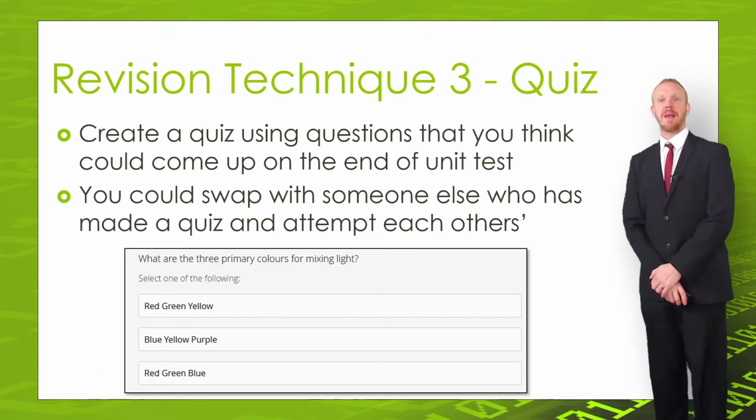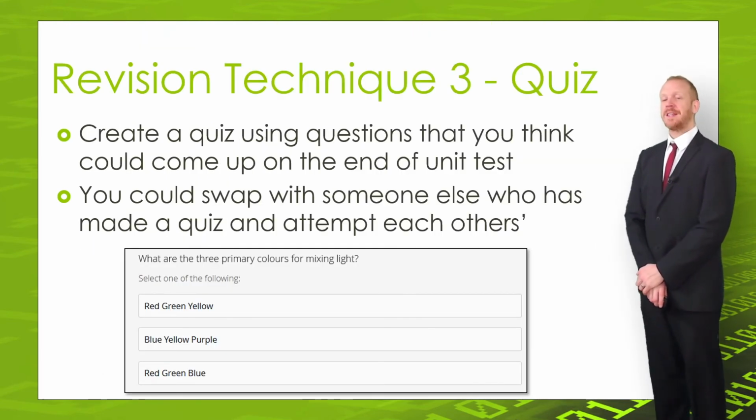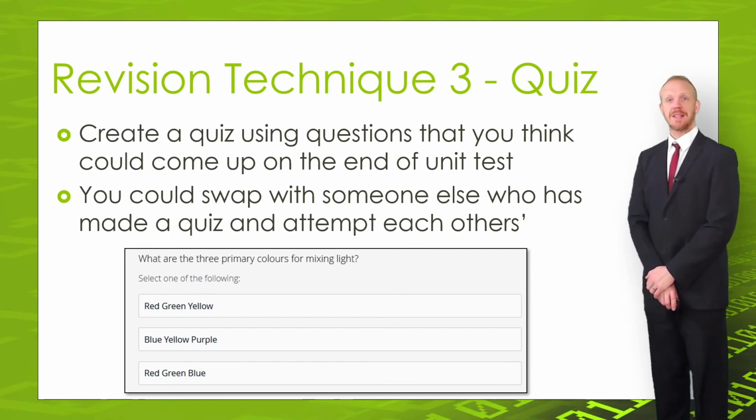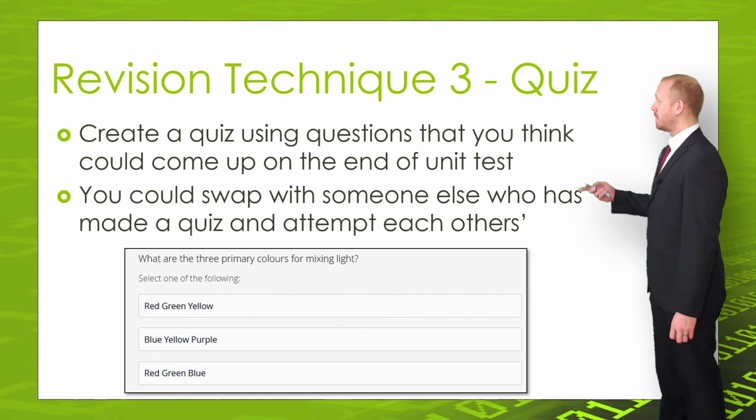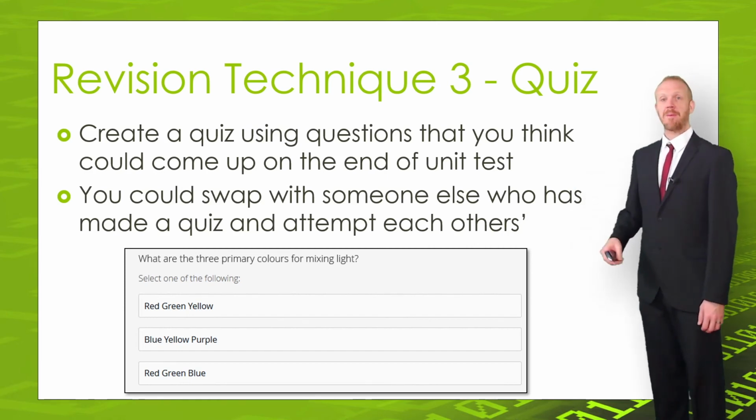Technique 3 is to make yourself a quiz. If you're writing questions and putting the correct answers in there, that helps you think about the data in a different way. It also helps you consider what kind of questions might come up in the end of unit test, which is a good way to think about it. So make yourself a quiz, either pen and paper or with an online tool.